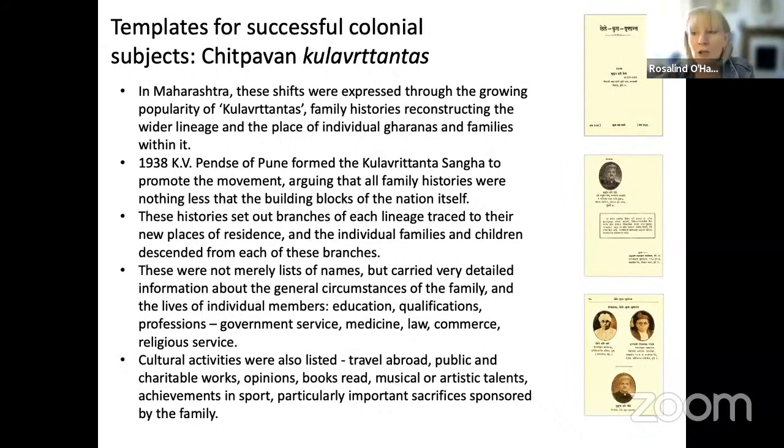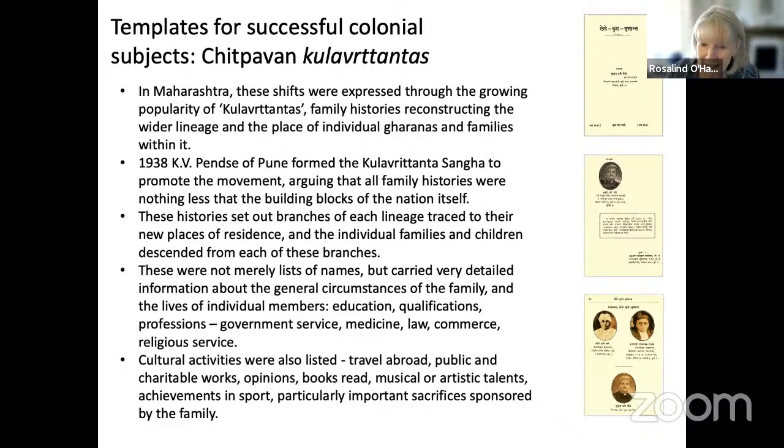Now, interestingly, these Kulavratantas were not just lists of names, but they really carried very detailed information about the circumstances of each family. Pense produced a guide on how to make your Kulavratanta, and he produced a questionnaire: these are the questions to ask for anybody wanting to launch a Kulavratanta for their own Kula. And so what we have in these volumes is very rich information, not just about the general circumstances of the family, but about the lives of individual members. And again, most of them are stories of success: education, qualifications, professions, law, medicine, government service, politics, religious service, and so on.